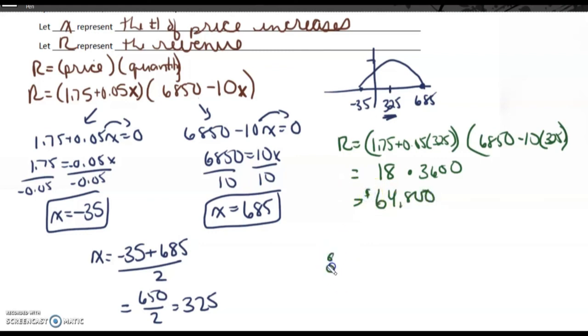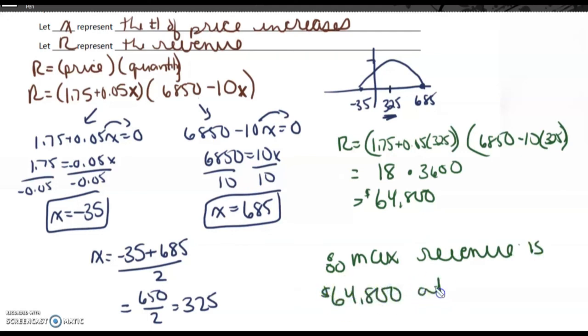So therefore, the max revenue is $64,800 at a price of $18.